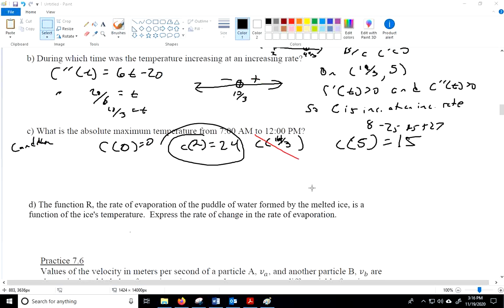Okay, so the last question, it did have a bit of an error to retype it. It said the evaporation of the pool, but it's really the puddle of water. So the function R, the rate of the evaporation of the puddle of water formed by the melted ice, is a function of the ice's temperature. So the colder the ice is, probably the slower the water will evaporate, but the water that's melted already from it. So we're going to express the rate of change in the rate of evaporation.